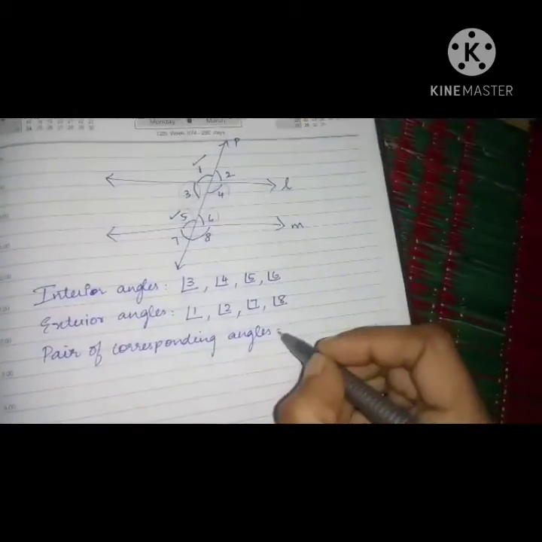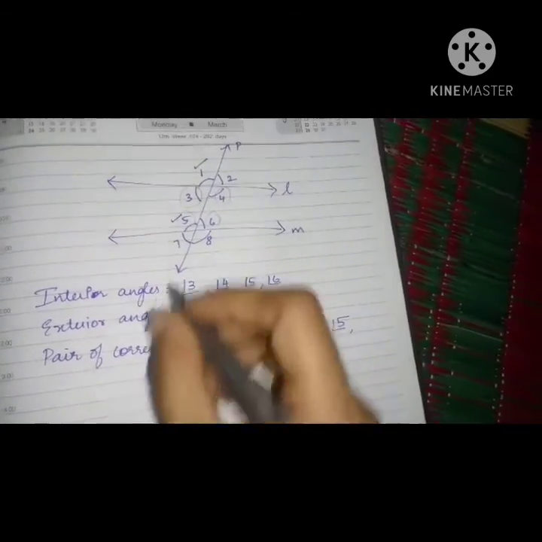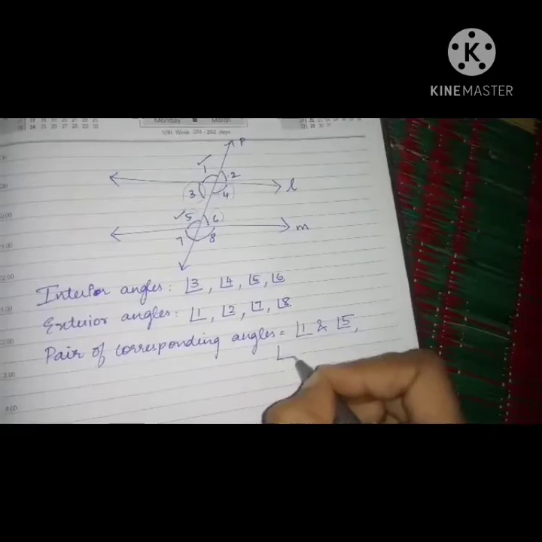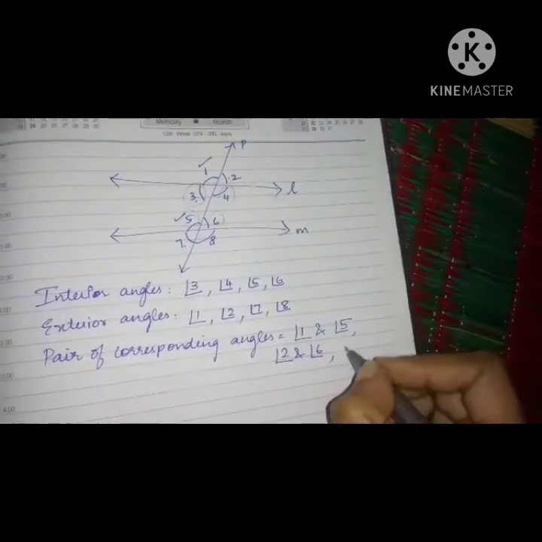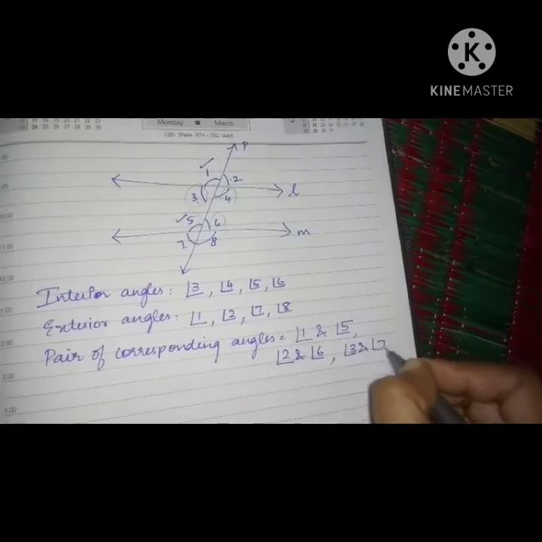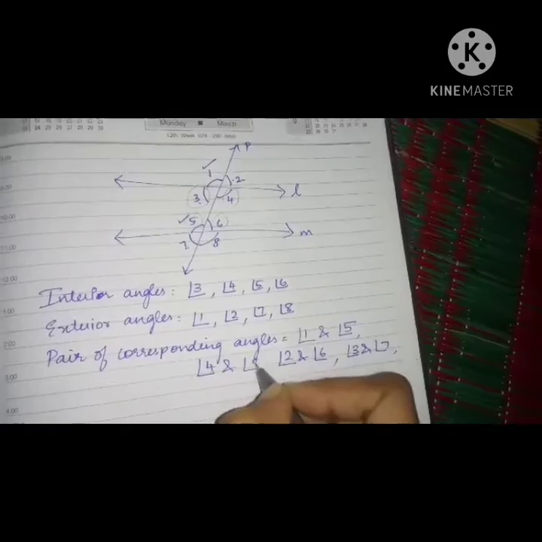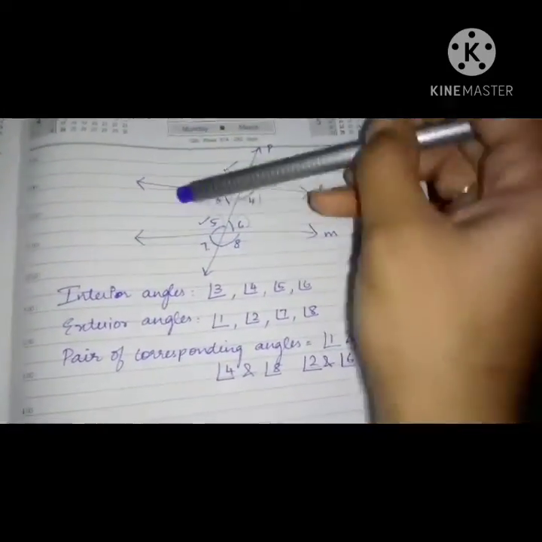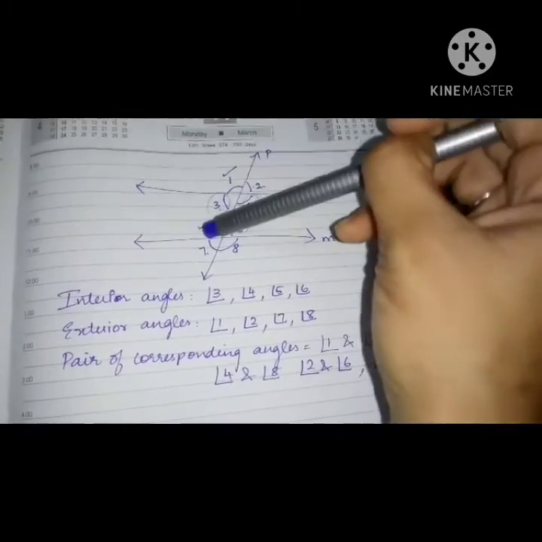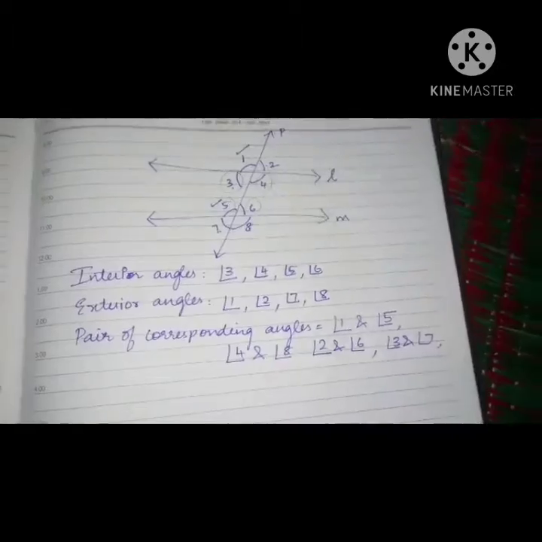1 and 5 are corresponding. Angle 1 and angle 5. Next, angle 2 and angle 6. The next pair, 3 and 7. Next, 4 and 8. Angle 4 and angle 8. So, did you understand the corresponding angles? You leave one angle and you write the next one. 1 and 5, 3 and 7, 2 and 6, 4 and 8.